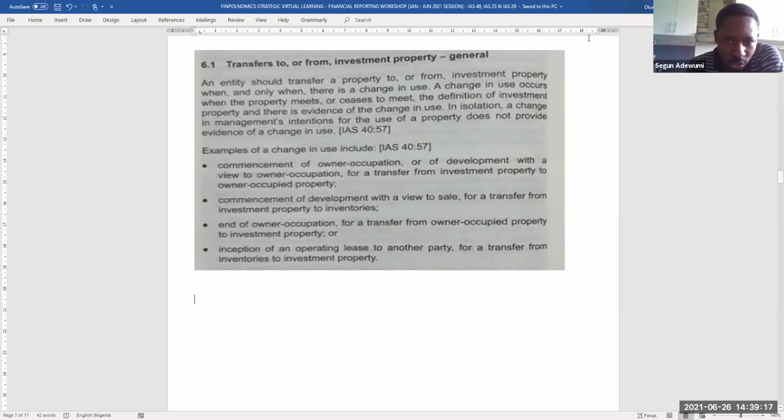Examples of a change in use include: 1, commencement of owner occupation or of development with a view to owner occupation, for a transfer from investment property to owner-occupied property. 2, commencement of development with a view to sale, for a transfer from investment property to inventories. 3, end of owner occupation, for a transfer from owner-occupied property to investment property. Or 4, inception of an operating lease to another party, for a transfer from inventories to investment property.